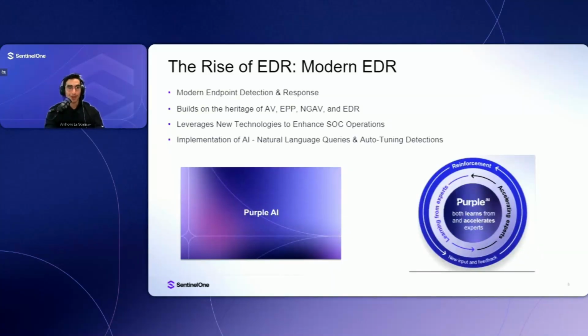And this is where the latest and most current comer to the endpoint security landscape comes in: modern endpoint detection and response. The gaps that we're seeing with legacy EDR, combined with the advancements in artificial intelligence, led to this latest iteration that we're seeing today. Building on the heritage of AV, EPP, NGAV, and EDR, modern EDR is leveraging AI and automation.